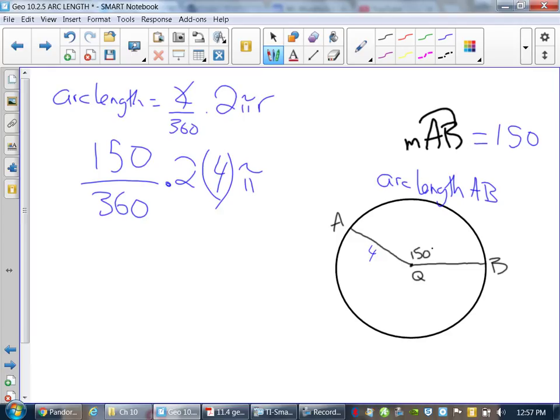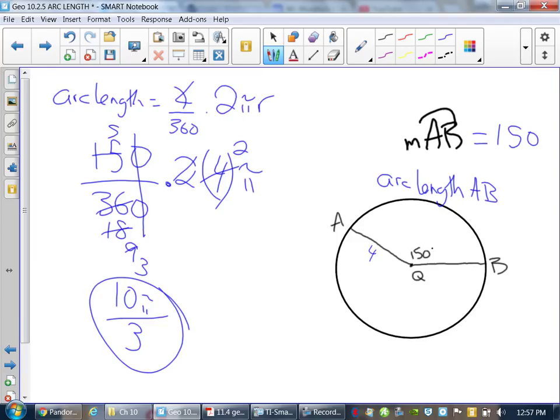Simplify your fractions. Those go. This becomes 18. This becomes a 9, a 3 and a 5. I get 10 pi over 3. Or you go through and press a bunch of buttons on your calculator and simplify it out that way as well.